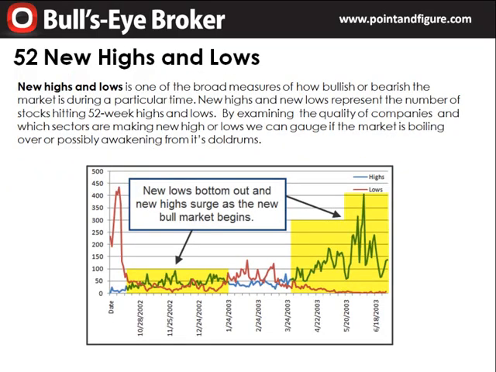New highs and lows is one of the broad measures of how bullish or bearish the market is during a particular time. New highs and new lows represent the number of stocks hitting 52-week highs and lows. By examining the quality of companies and which sectors are making new highs or lows, we can gauge if the market is boiling over or possibly awakening from its doldrums.